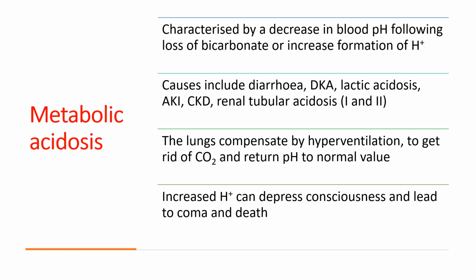The involvement of the kidney may be due to its inability to either reabsorb bicarbonate, regenerate bicarbonate, or secrete hydrogen ion into the urine. This will lead to a drop in the blood pH, which has consequences on structural and functional proteins in the body. The lungs compensate for this metabolic acidosis by hyperventilating in order to get rid of excess carbon dioxide and return the pH to the normal value. And this compensation is very essential because metabolic acidosis can cause depressed consciousness, and it can even lead to coma or death in certain instances.